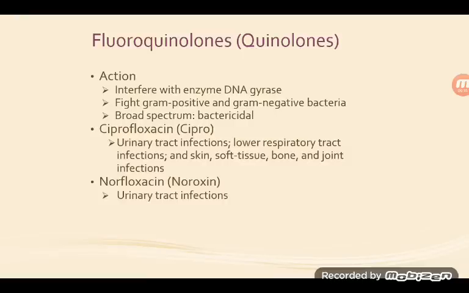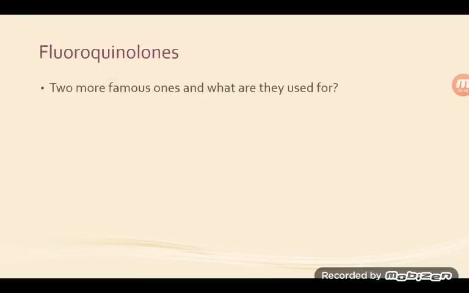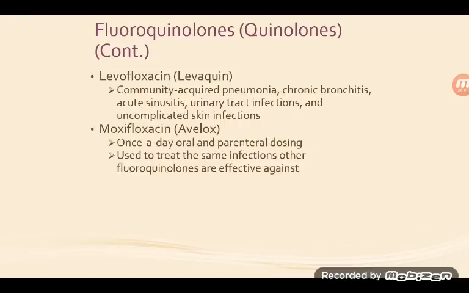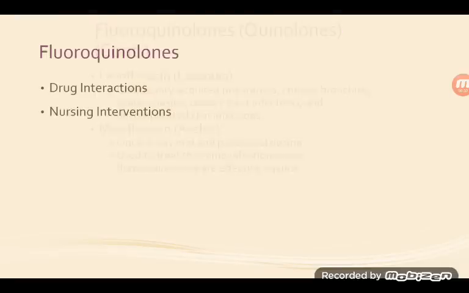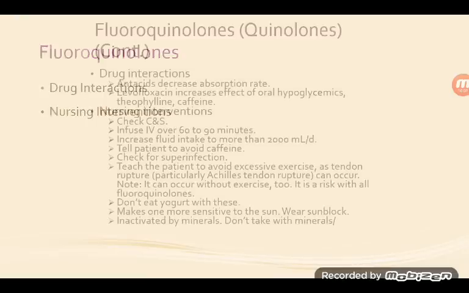Cipro is used in urinary tract infections. It's used with Flagyl against C. diff. It's used in all sorts of things, pneumonia. And so these ones run the risk. So there's more famous ones, like levofloxacin, which is used for community-acquired pneumonia, chronic bronchitis, sinusitis. Avelox is also used too. Fluoroquinolones, some drug interactions and nursing interventions.